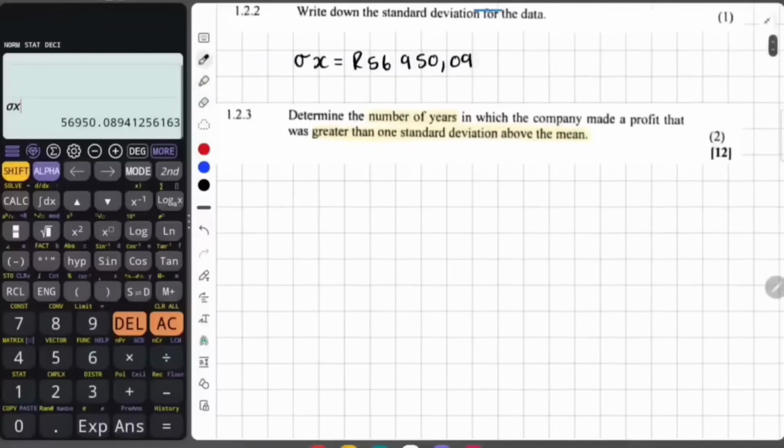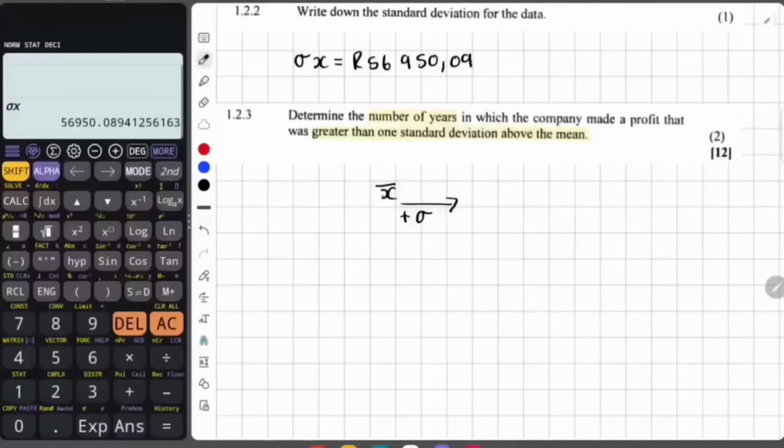A way that you can look at this to understand it is we're looking at the mean, right? And we need to move one standard deviation above the mean. So if we're moving above the mean, we're going to add. It's kind of like we're moving to the right. And we're going to add one standard deviation so that we can be one standard deviation above the mean.